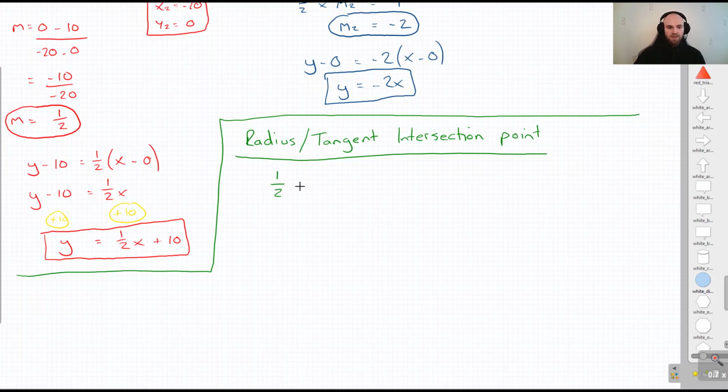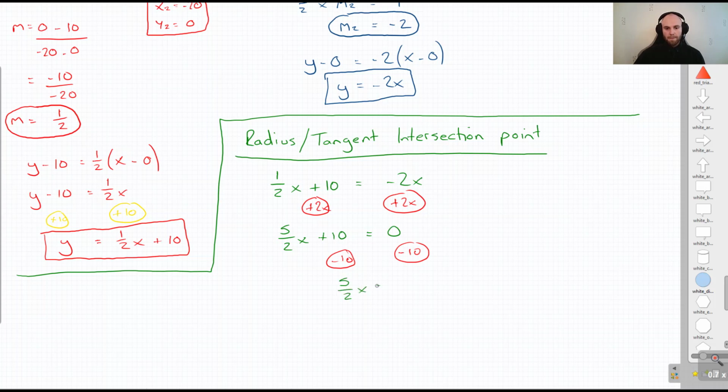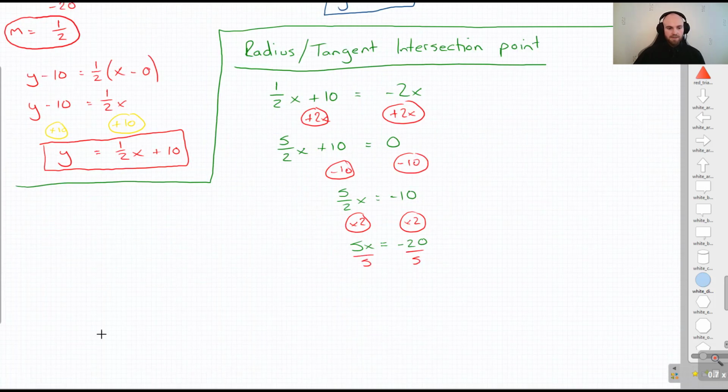So I'm just going to find the x coordinate, I'm just going to make those equal each other. They're going to equal each other where they intersect. So we have a half x plus 10 is going to equal minus 2x. So I'm going to add 2x to both sides, which is going to give us 5 over 2x plus 10 equals 0. I'm going to subtract 10 from both sides to give us 5 over 2x equals minus 10. I'm going to multiply both sides by 2 to give us 5x equals minus 20. Then I'm going to divide both sides by 5. This will cancel out to give us minus 4. So the x coordinate is going to be minus 4.